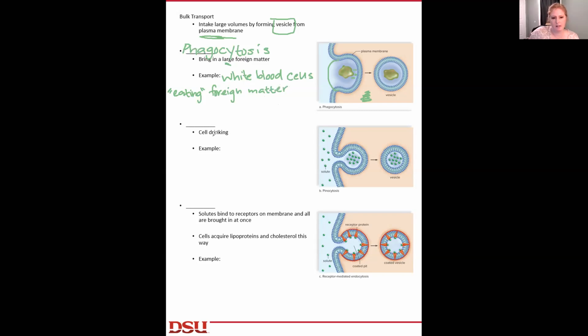Then what we think of as cell drinking is called pinocytosis. You have the same type of thing happening, a vesicle breaking off, but notice that rather than holding one large molecule, you've got a bunch of small molecules, usually some type of solute that's been engulfed to bring in. We talked about the fact that water doesn't get across cell membranes very well because it's a polar molecule. So one of the ways water does get in is through this process of pinocytosis.